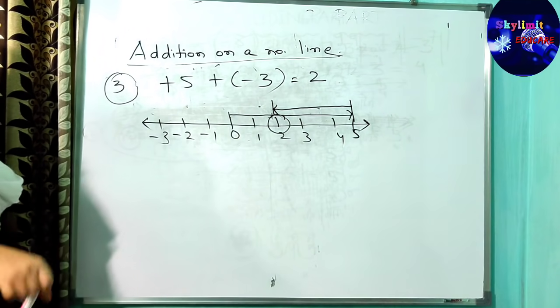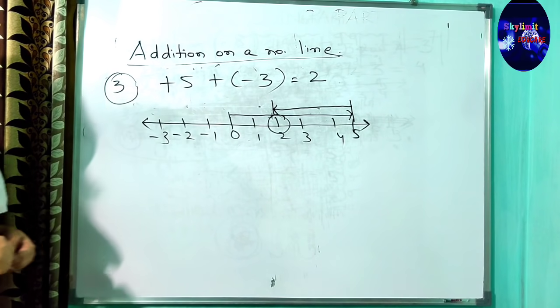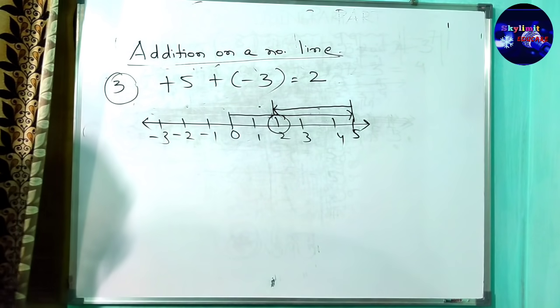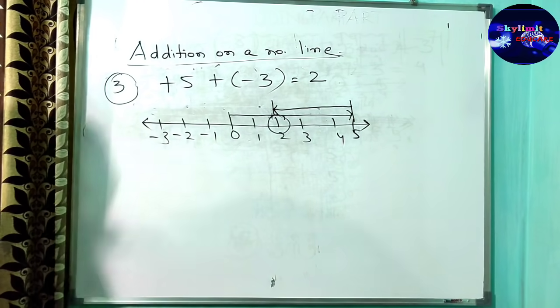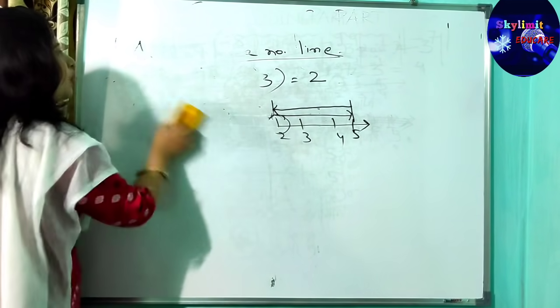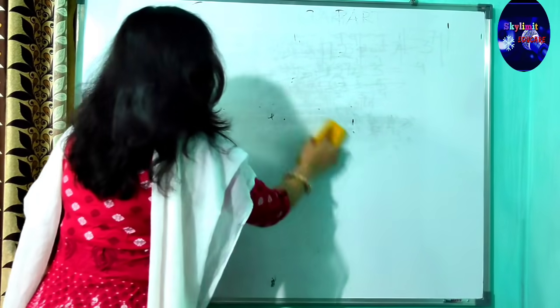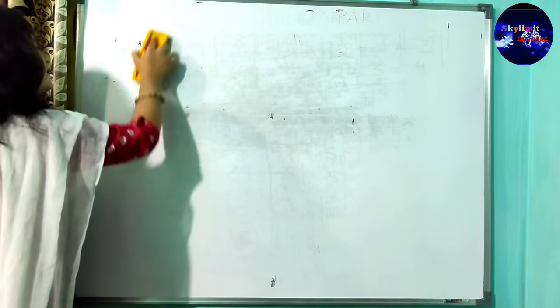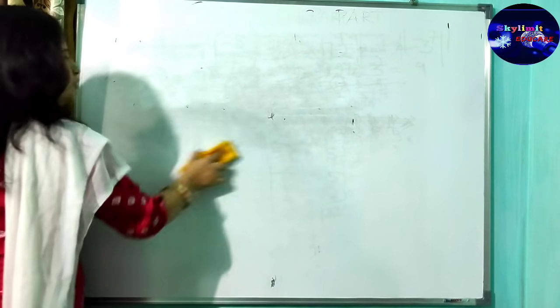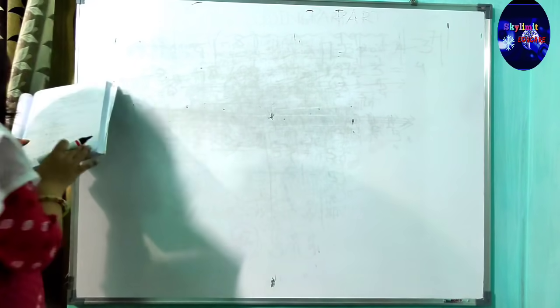The answer you obtained is 2. And you know that 5 minus 3 is actually what? 2. Clear? So I hope the idea is clear with you all. Now let us come to the subtraction on a number line. And after that, we'll be solving some important questions on integers. So you should keep on practicing along with me. Okay? So now, the next number.